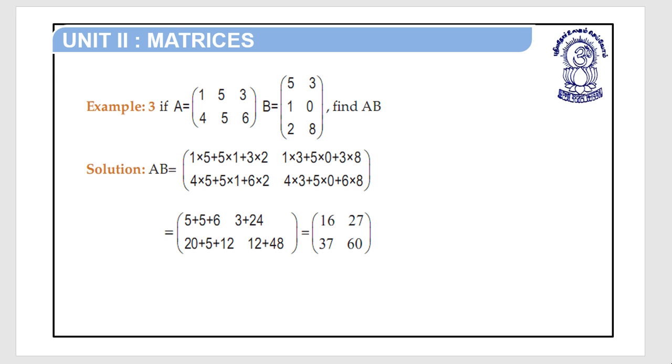Now see the example. A is equal to 1, 5, 3, 4, 5, 6 and B is equal to 5, 3, 1, 0, 2, 8. Now we will check the rows and columns. A has 2 rows and 3 columns. So A is a 2 by 3 matrix. This one is 5, 3, 1, 0, 2, 8. Here there are 2 columns and 3 rows. So B is a 3 by 2 matrix.